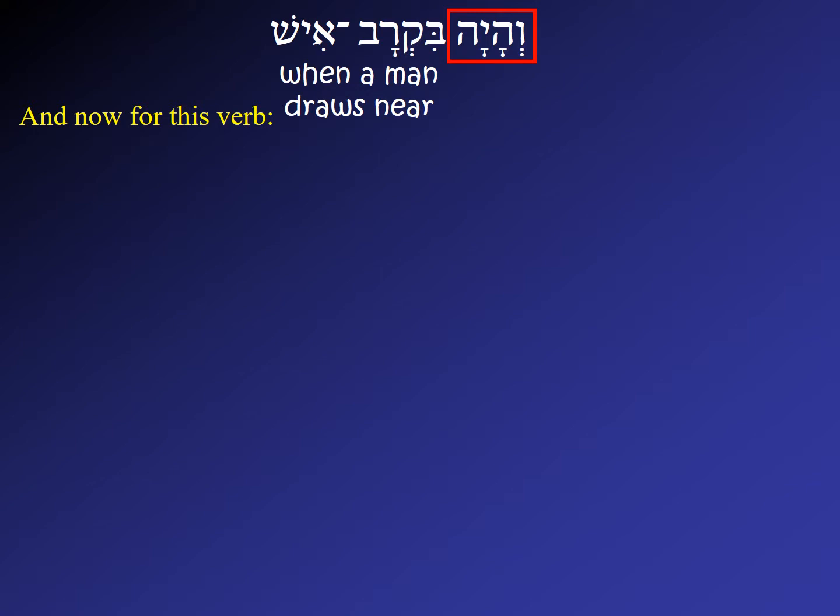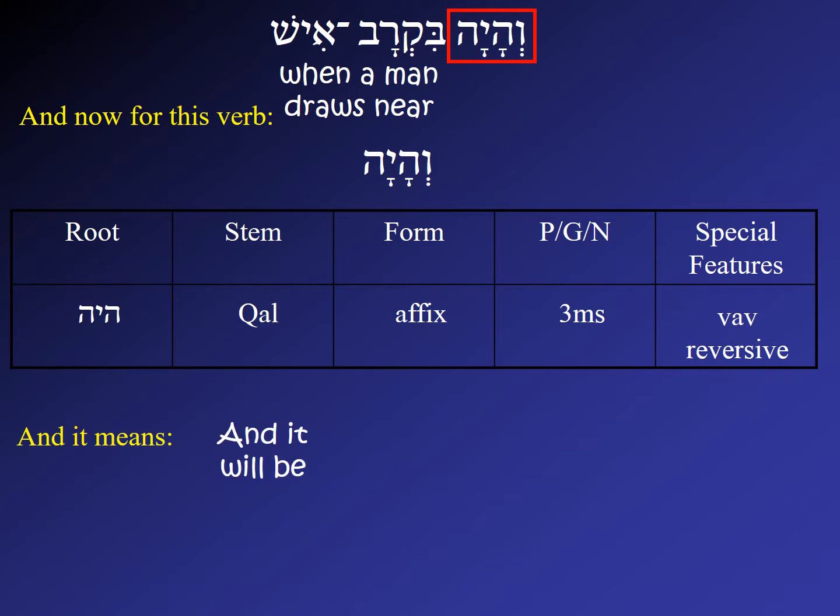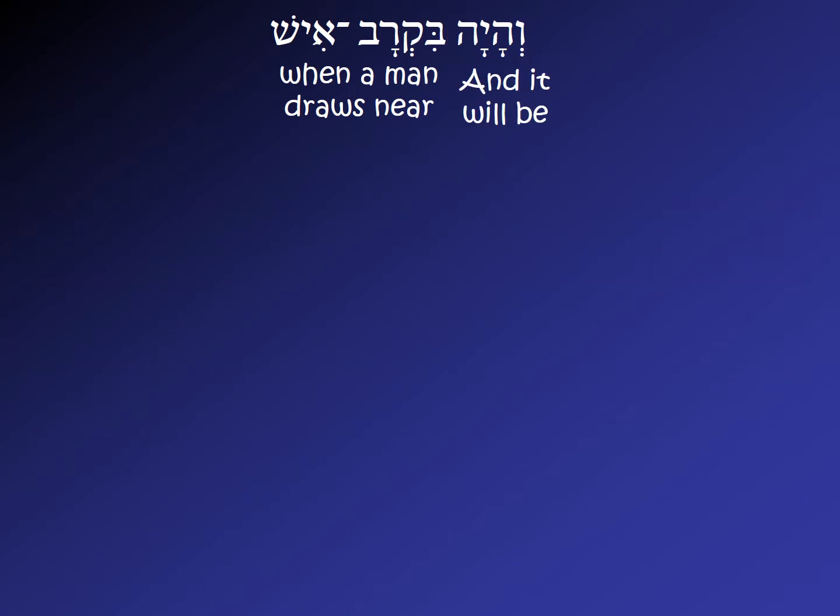Okay, so now we can look at this second verb form, v'haya. This is fairly straightforward. This is the root haya, and it's kal, affix, third masculine singular, and it is vav reversive. So normally we would translate this with a future sense. So then our phrase, v'haya bikrov ish, will be, and it will be when a man draws near.